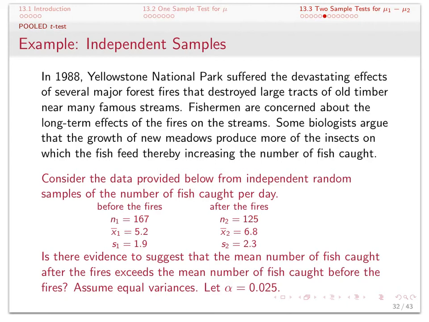So our job is to determine whether or not there's evidence to suggest that the mean number of fish caught after the fires exceeds the mean number of fish caught before the fires. And we'll assume that we're working with equal variances for these two populations, and we'll let the significance level of our test, alpha, be 0.025.